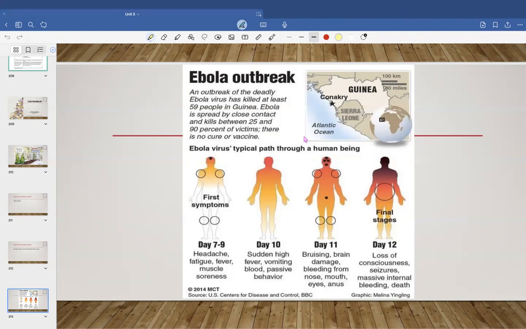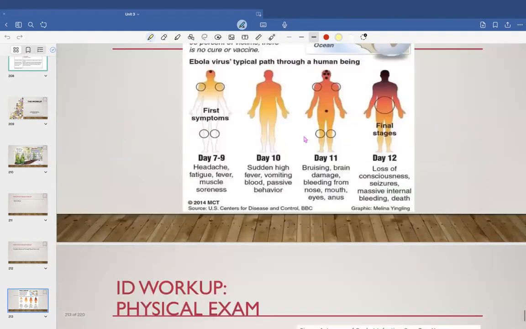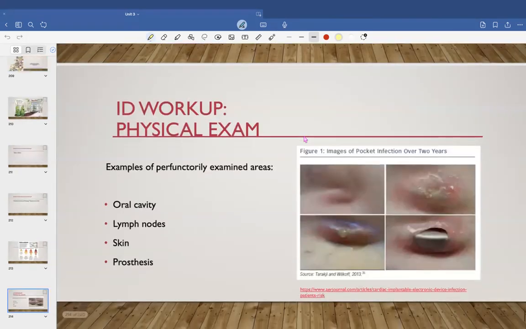So, our physical exam. I think I left a caption in your resource, but this is a photo where you can see the progression over 2 years with this cardiac implantable electronic device. When we think about the workup, of course, we want to do a really good physical exam, but there are some areas that are perfunctorily examined. So you're basically not looking at them, or you're glancing and not getting a good look.